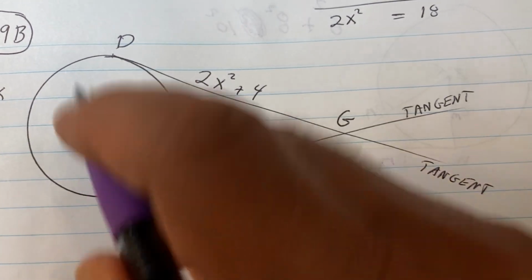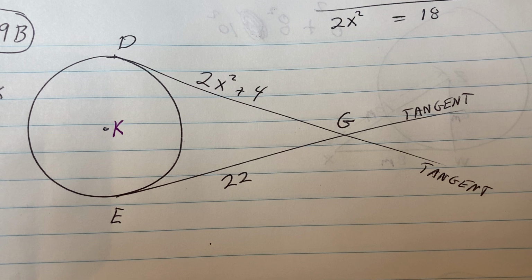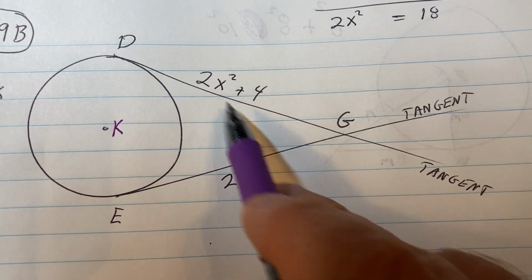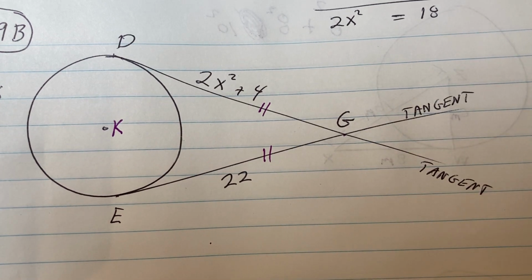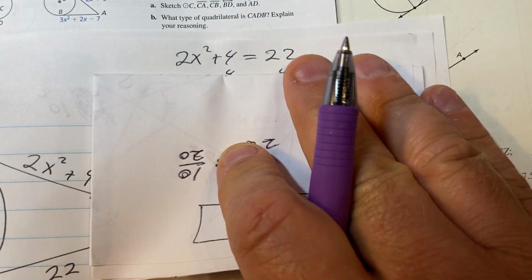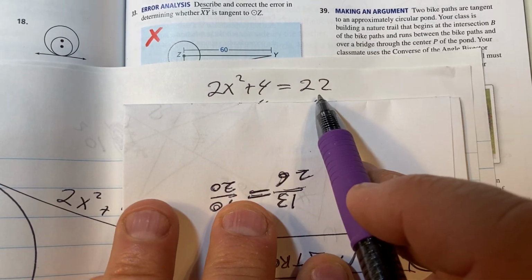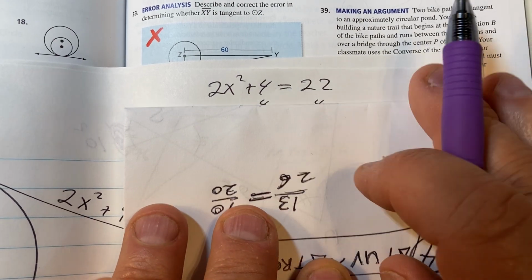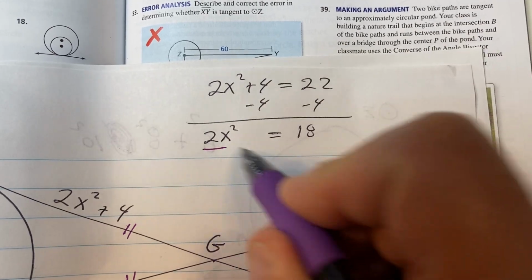This is circle K, so that means its center is K. We have to find all values of x. Well, hey, if this tangent and that tangent meet at a point outside, that means this distance is the same as that distance. Hey, 2x squared plus 4 equals 22. We can now set up an equation. So, set that up: equals 22. Subtract 4 on both sides. We got that. Then what? Divide both sides by 2.